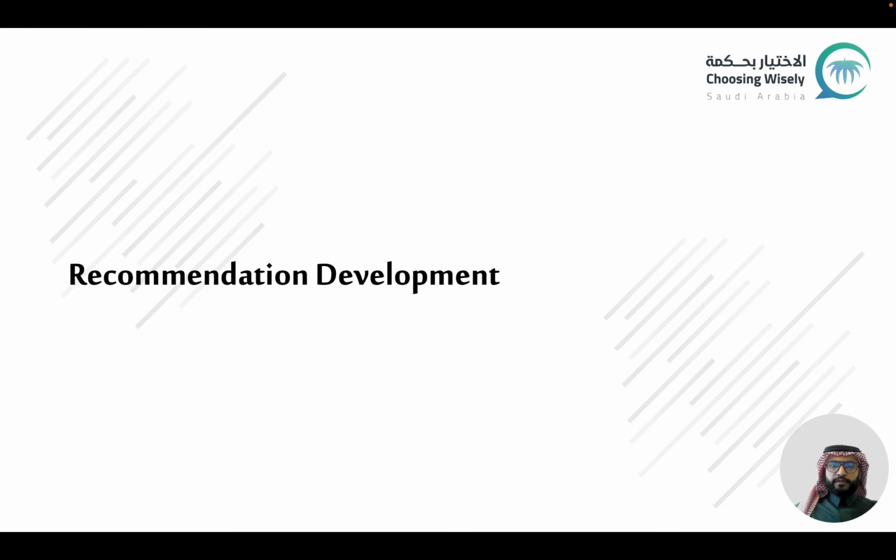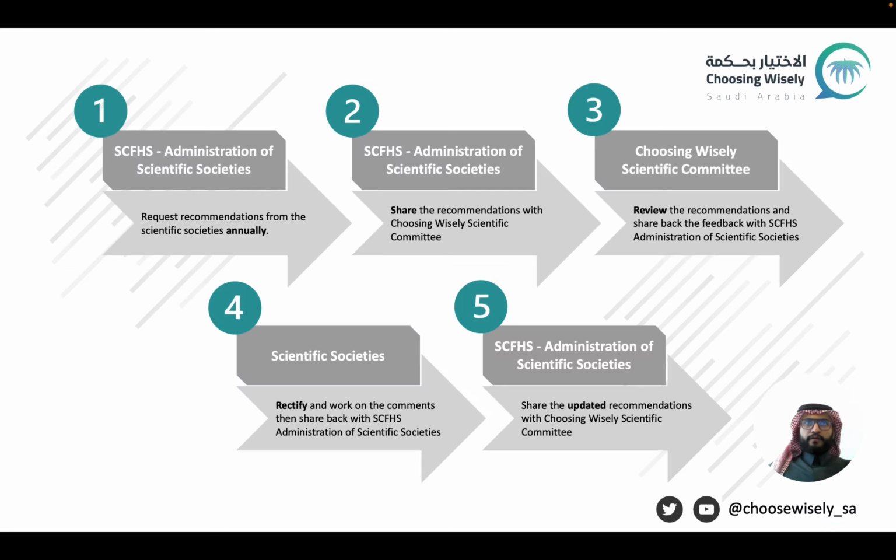So how are the recommendations developed in the Choosing Wisely initiative? There are 5 steps for recommendation development. First, we request the recommendations from the scientific societies annually in the Saudi Commission. Then the scientific committees or societies share the recommendations with the Choosing Wisely Scientific Committee. We review them and share back the feedback with the scientific societies, who rectify and work on the comments, then share back with us. Then we upload it to the Choosing Wisely website.